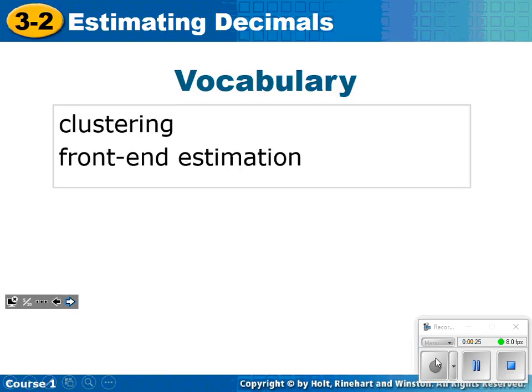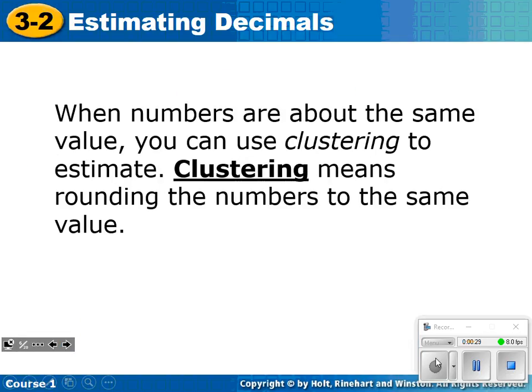So we're going to talk about something called clustering, so front-end estimation. We're also going to talk about compatible numbers. When numbers are about the same value, you can use clustering to estimate. Cluster means rounding the numbers to the same value. So we've got rounding as part of estimating, clustering as part of estimating, and compatible numbers as part of estimating. I'll show you what I mean when we talk about clustering.